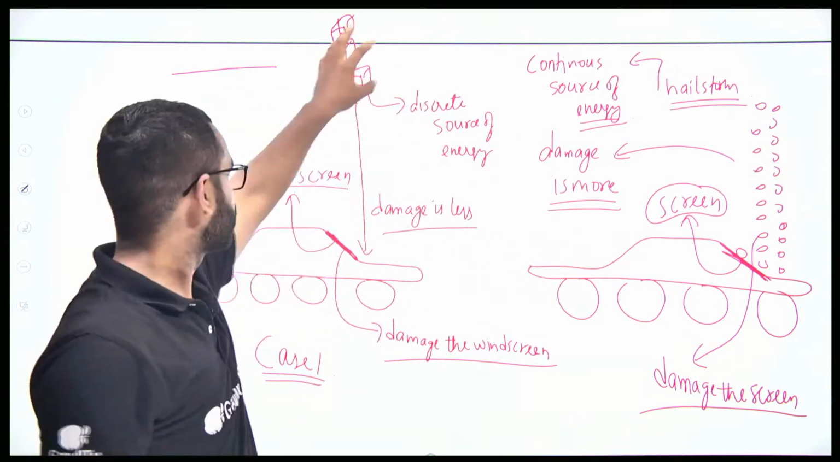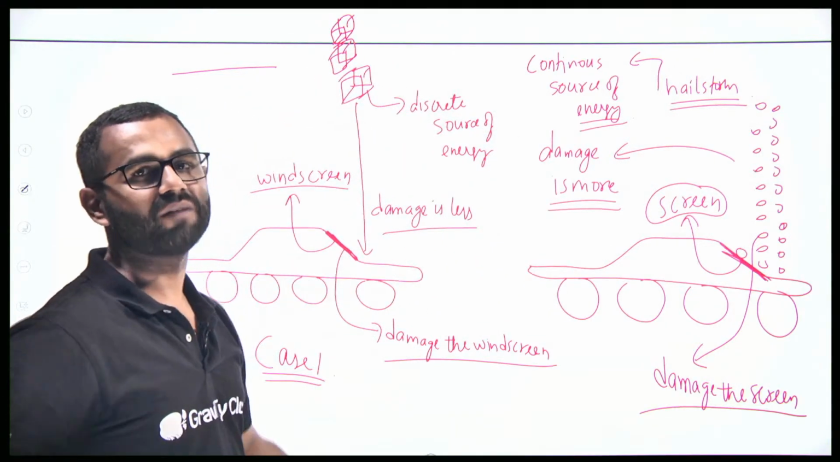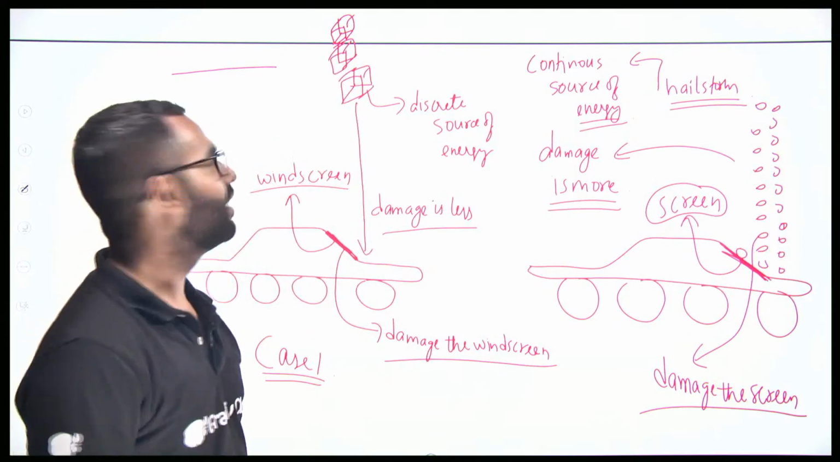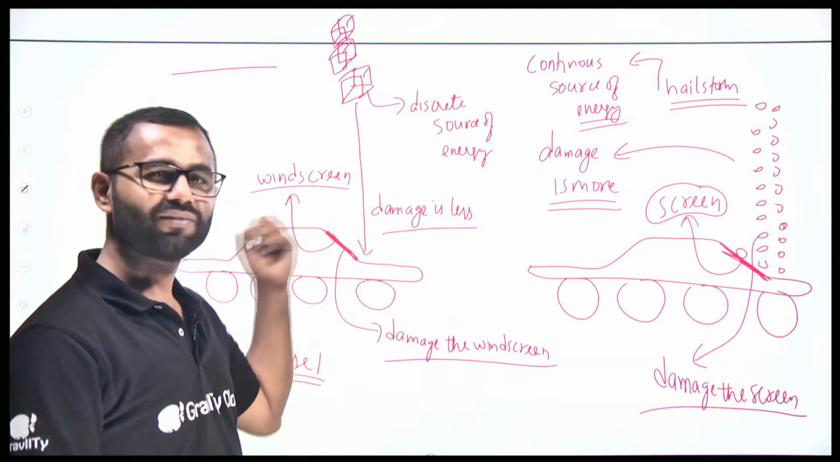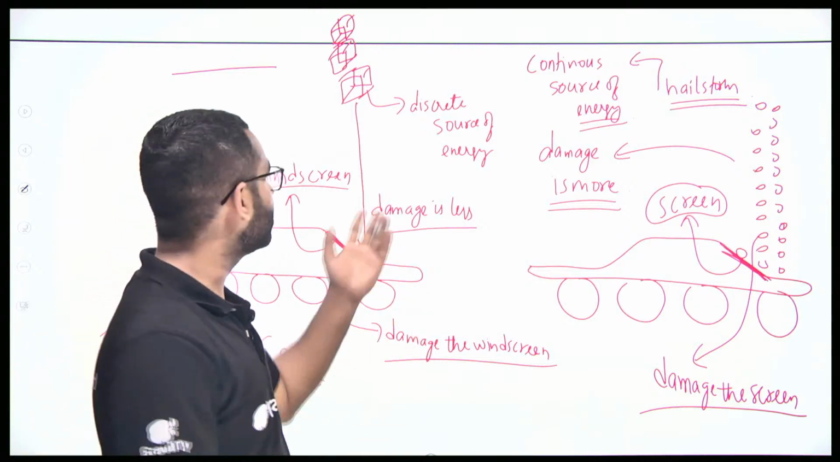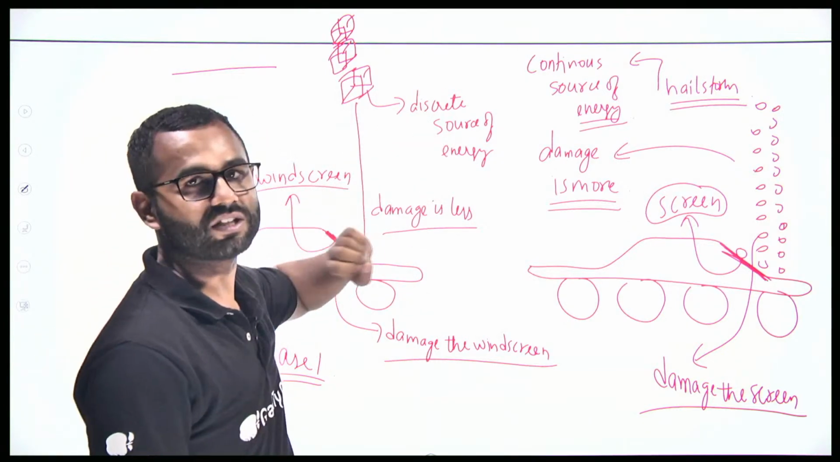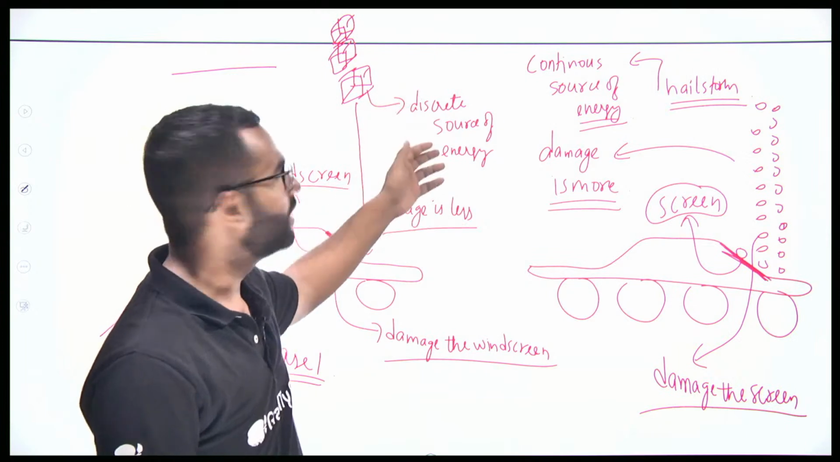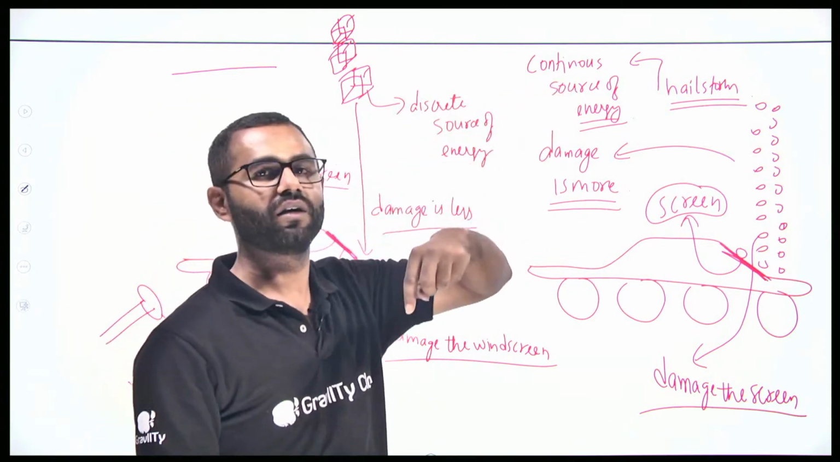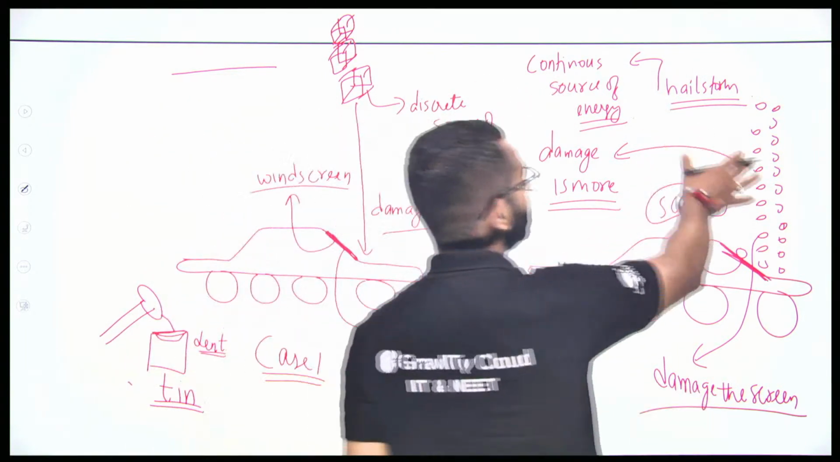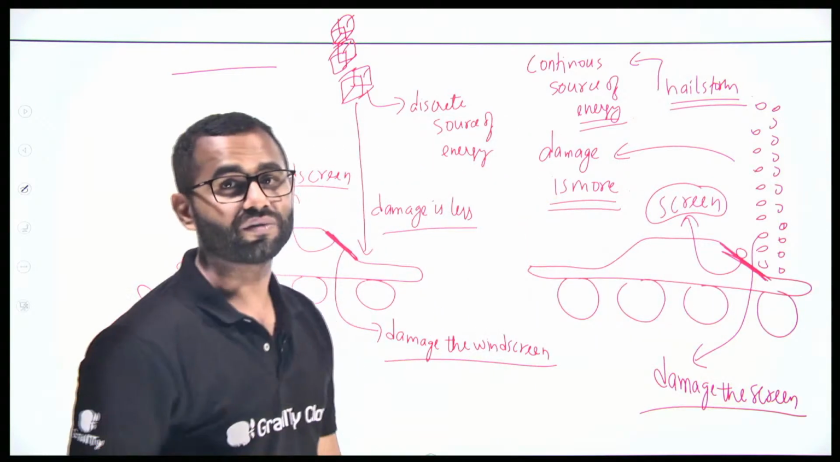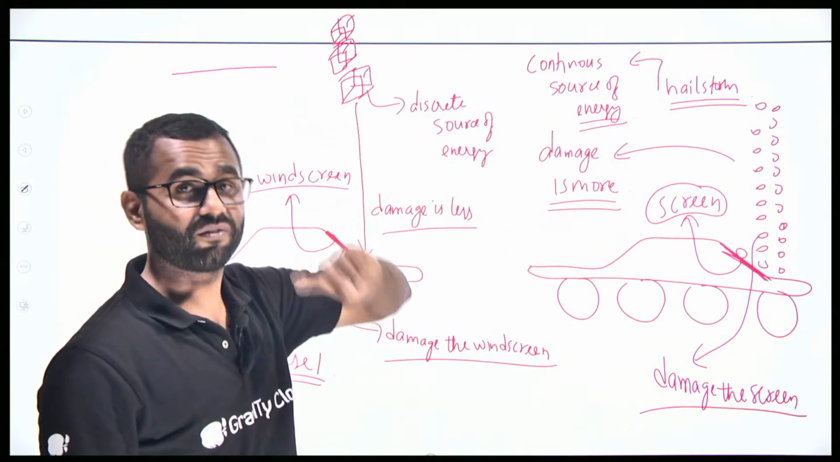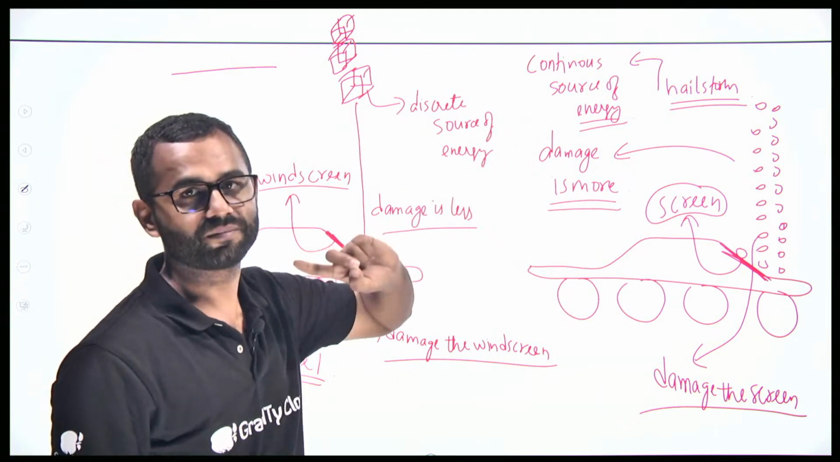Ice cube, you will throw it once, then stop. After 5 minutes, you will throw it again, then stop. After 5 minutes, you will throw it again. It will not give much damage because it's a discrete source of energy, one by one. Hailstorms are continuous, they keep on coming. Our photons are also like the hailstorms, right?